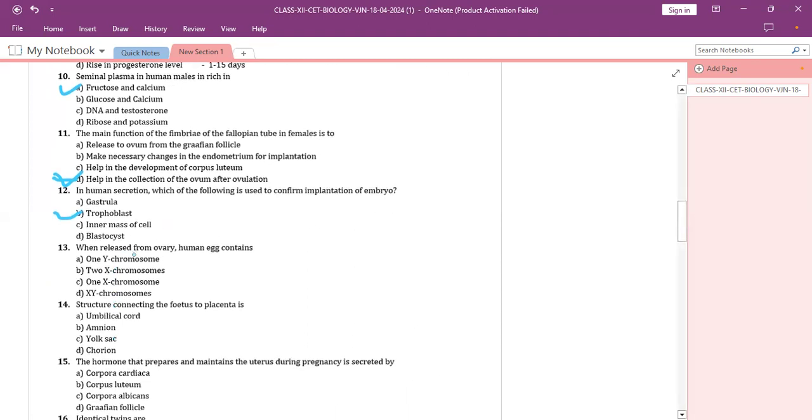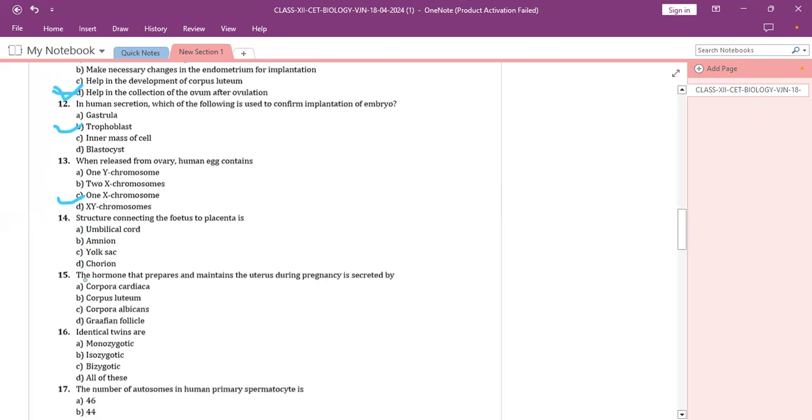13th one. When released from the ovary, the human egg contains: A. one Y chromosome, B. two X chromosomes, C. one X chromosome, D. XY chromosome. Obviously, the option should be one X chromosome, because the egg has undergone meiosis, so the daughter cells produced have only one X chromosome. Since they are homozygous, each daughter cell receives one X chromosome. So the option is one X chromosome.